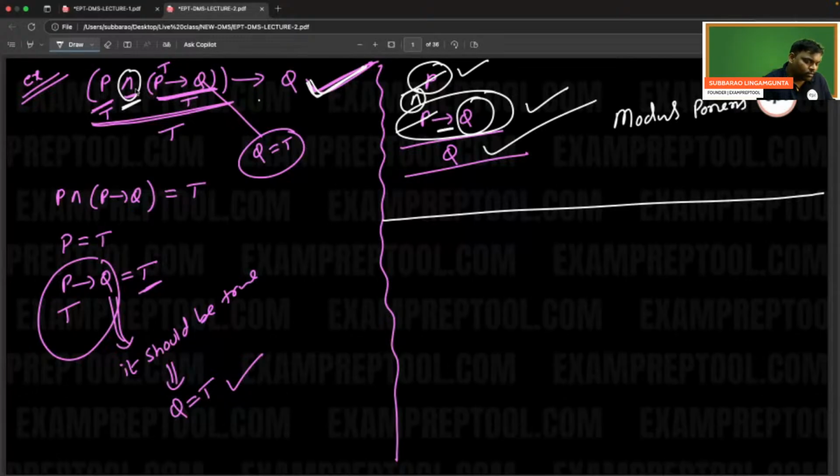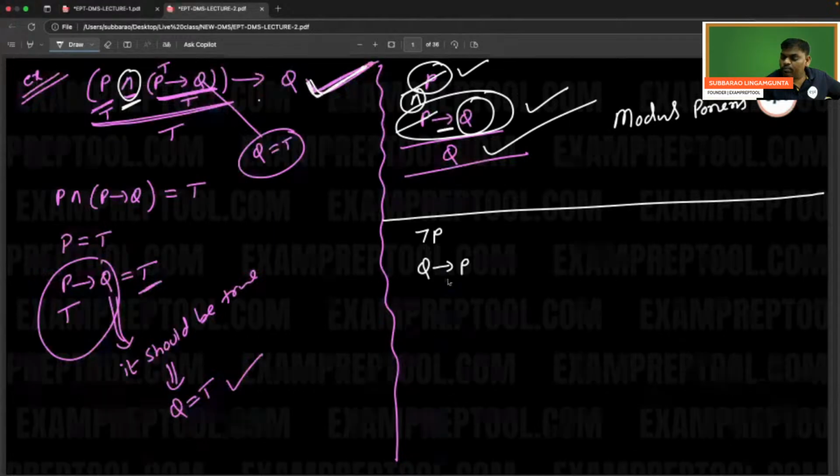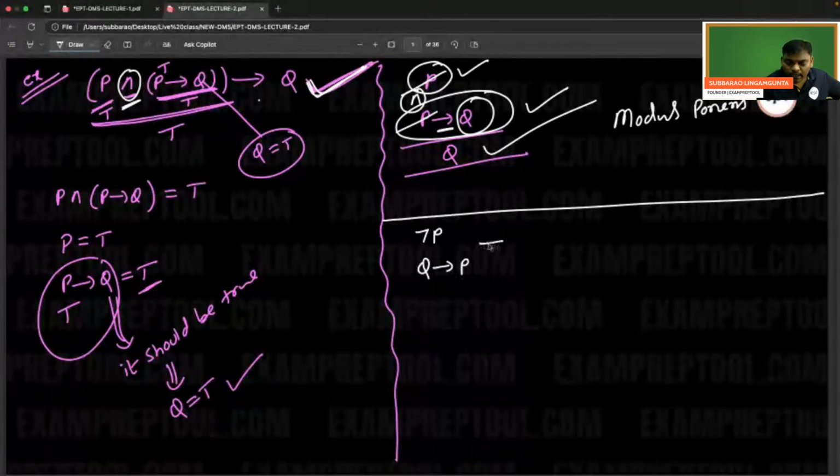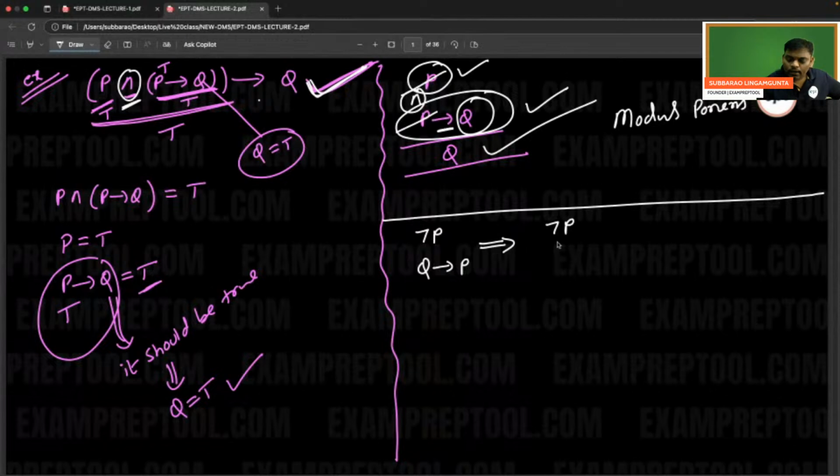Everyone has to listen. See this? Everyone, indirectly or directly, it's the same thing. See this one? Negation P, Q implies P. Careful, everyone. Negation P, Q implies P. So this can be written as negation P, right? Everyone knows Q implies P, right?